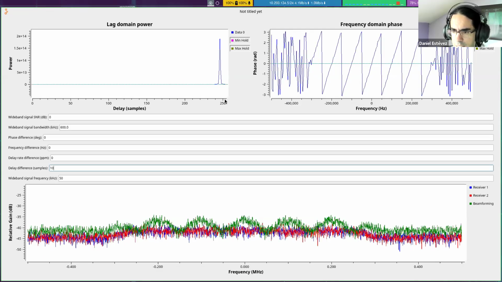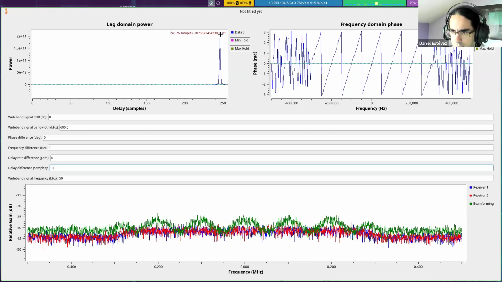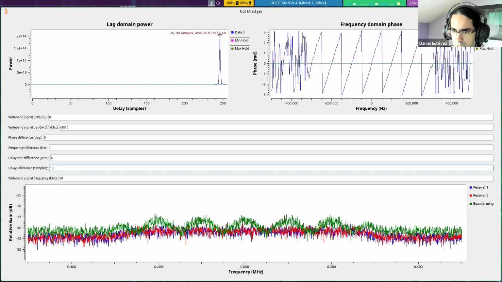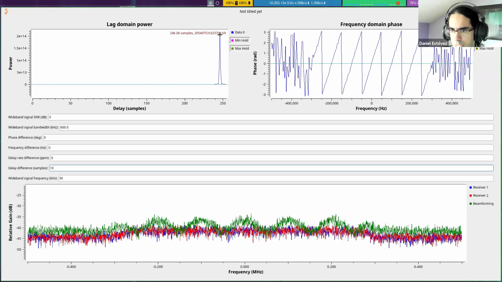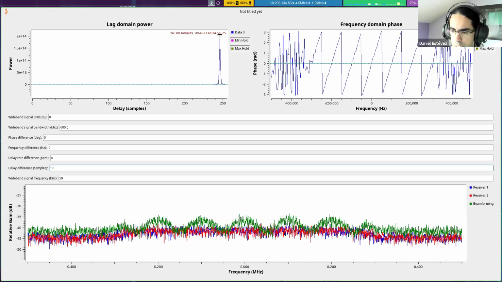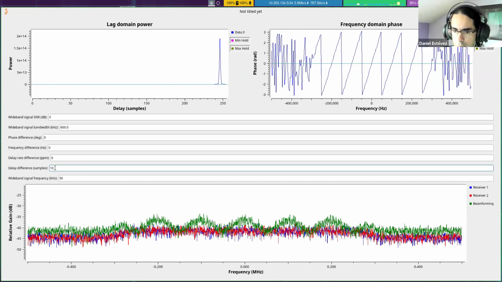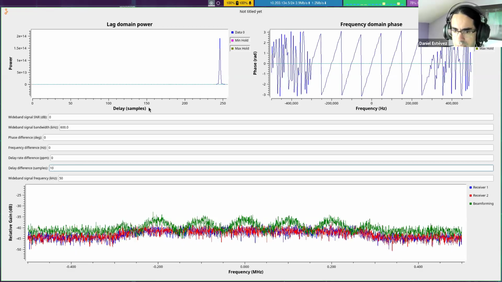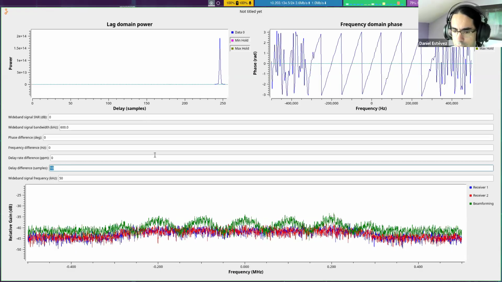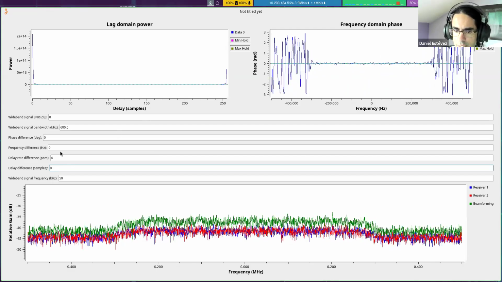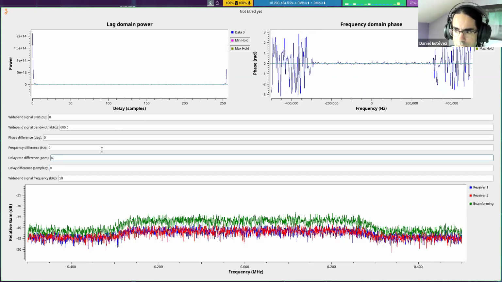So because my FFT size is 256, this number, which is 246, is actually to be interpreted as 246 minus 256, which is minus 10. So sign convention here, but we are basically getting the delay between our 2 signals. And delay rate difference, the same thing.